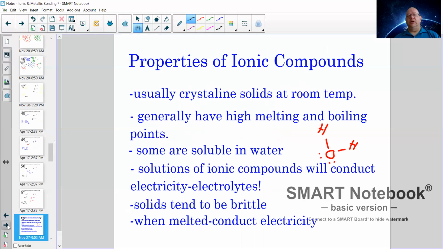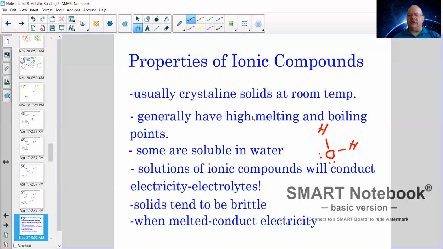All right. So one more thing here today. We're going to go through properties of ionic compounds. So ionic compounds are usually crystalline solids at room temperature. And that goes along with the second point, is that they have high melting and boiling points. So if it takes a lot of heat before they melt, and even more before they boil, well, that means at room temperature, which we consider relatively low heat, they're going to be solid. They're not melted yet. Okay, there's a reason for that.